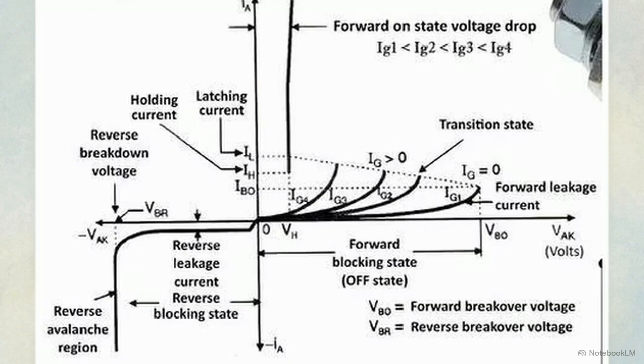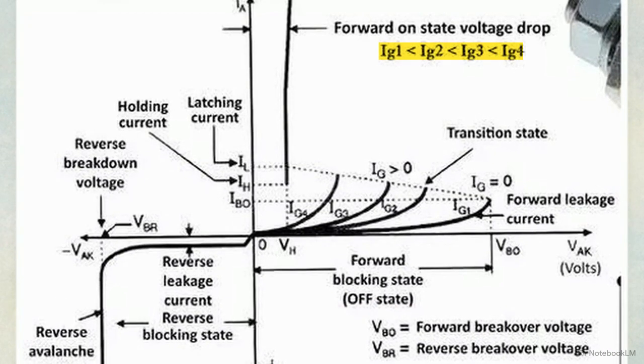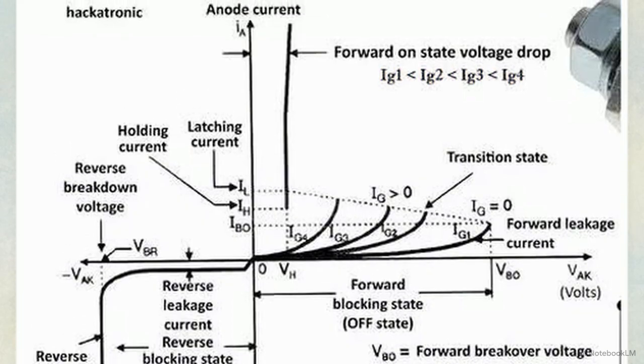This graph illustrates the SCR's voltage-current characteristics. In the forward blocking state, the switch is off. When we apply gate current, labeled IG, it snaps into conduction. But the SCR has a limitation. You cannot command it to turn off. It only stops if current falls below the holding current.